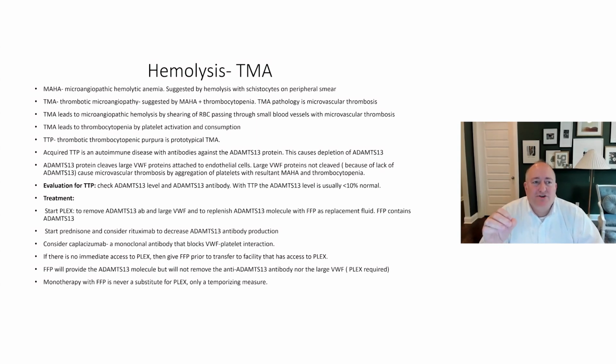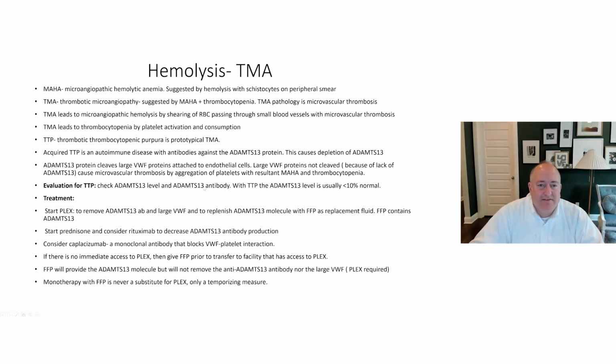Now, if you have the combination of MAHA plus thrombocytopenia, then we think about TMA, thrombotic microangiopathy. That's where there's microthrombosis in the small blood vessels, capillaries. The platelets are being consumed, hence you get the thrombocytopenia, and with that microthrombosis, the red cells, as they pass through, are being injured, and you get schistocytes. So that's TMA. Now, TMA has a differential of several diagnoses, but the prototypical TMA is TTP, thrombotic thrombocytopenic purpura, usually autoimmune.